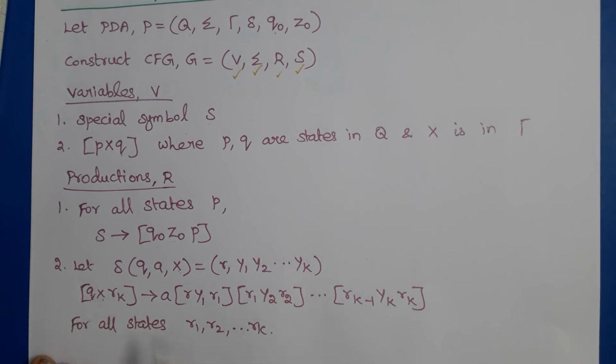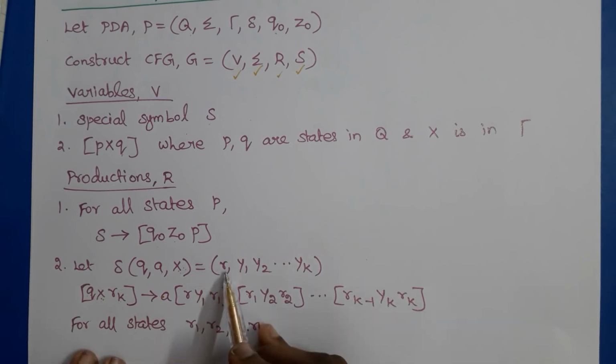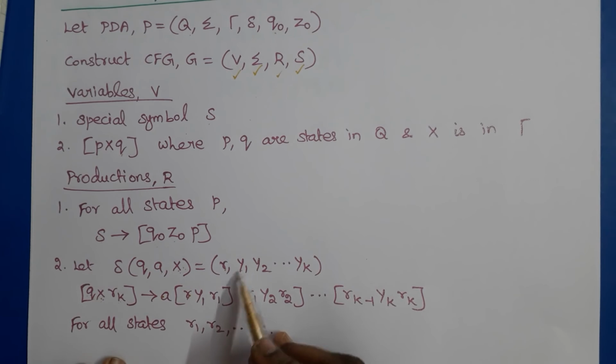So [Q, X, R_K] is written here. So [Q, X, R_K] tends to [Q, X, R_K]'s terminal symbol A, then we have to write K variables here. Here K symbols are there, so K variables should be written. So this R should be written first. So R and Y1, then the new state R1.